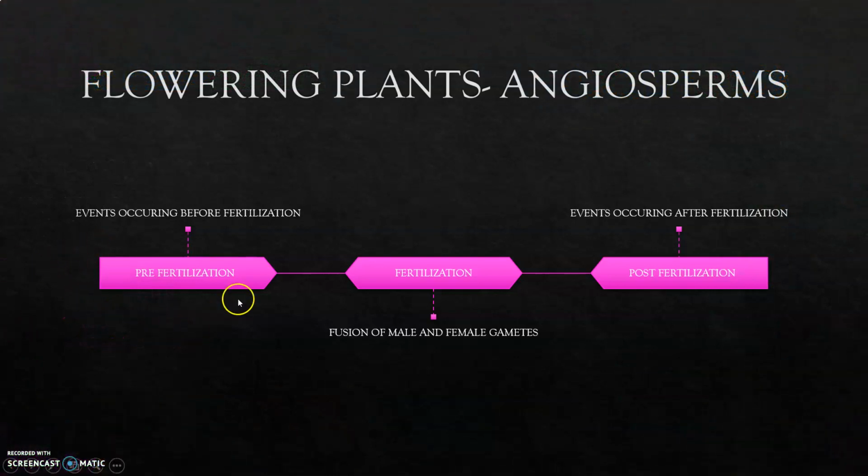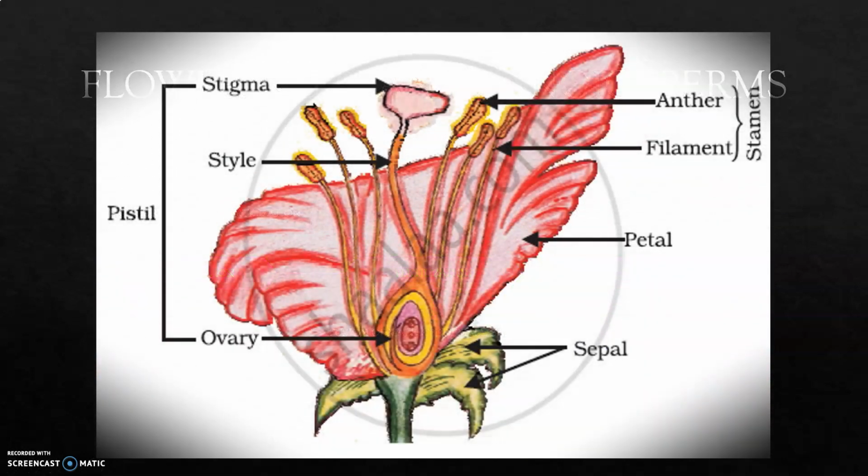The events that occur before fertilization will be called the pre-fertilization events. The fertilization will be the fusion of male and female gametes. Post-fertilization events mean the events which occur after the fertilization has taken place. So we'll be discussing in this topic the pre-fertilization events, the fertilization, and also what happens after the fertilization, called post-fertilization changes. Let's first of all start with the structure of a flower.